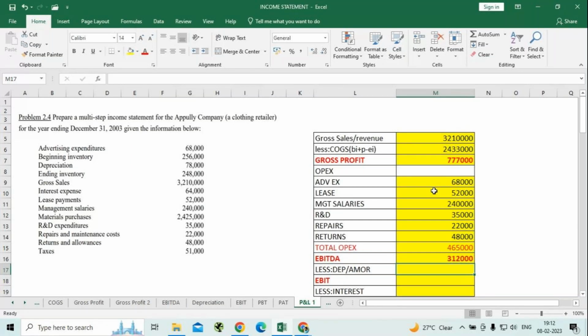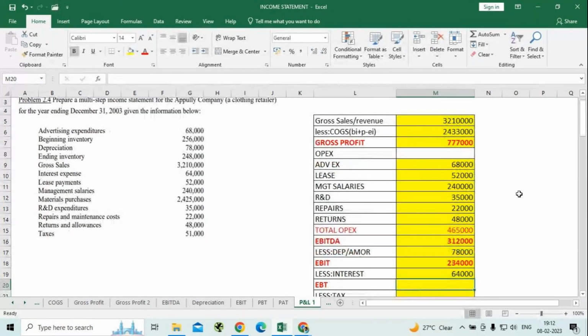Yes, sir, 78,000. So EBIT will be EBITDA minus depreciation. So the interest amount here is 64,000. So EBT will be EBIT minus the interest amount.